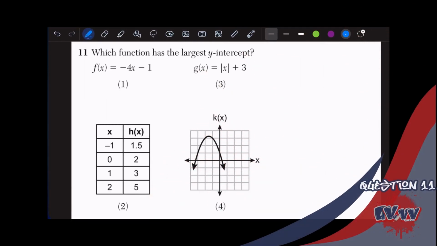All right, what up, everybody? Welcome back. Question 11. Which function has the largest y-intercept?